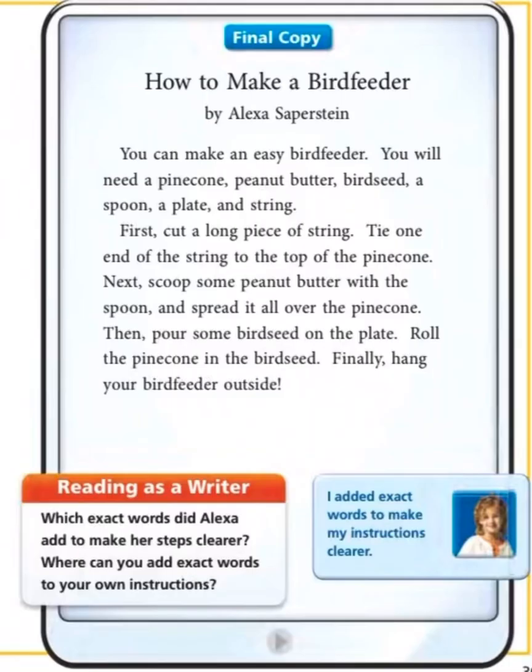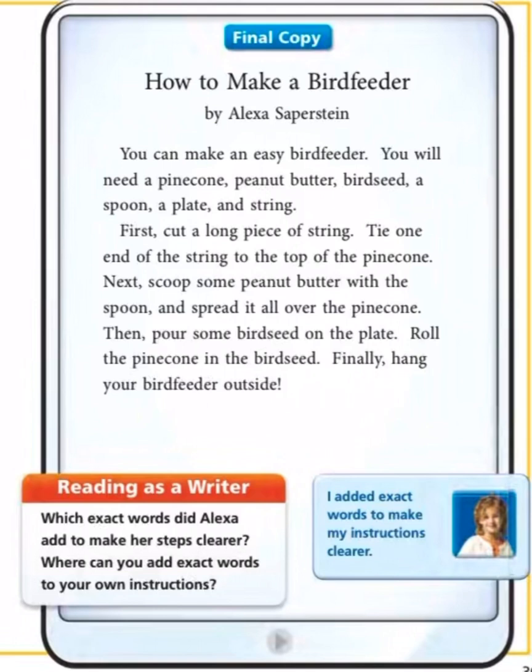Final copy. How to make a bird feeder by Alexa Saperstein. You can make an easy bird feeder. You will need a pine cone, peanut butter, bird seed, a spoon, a plate, and string.